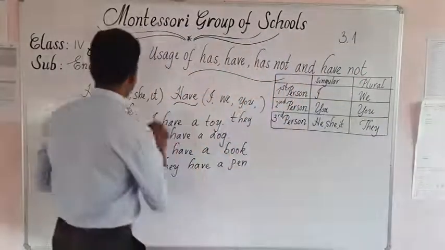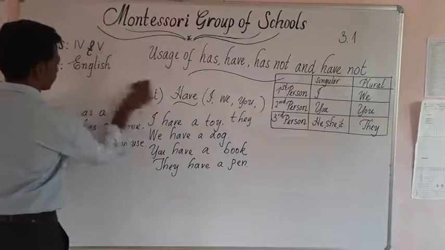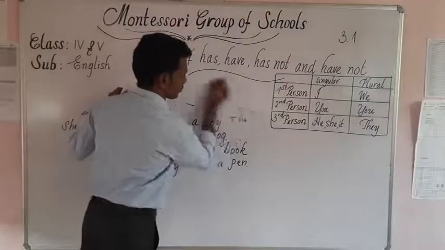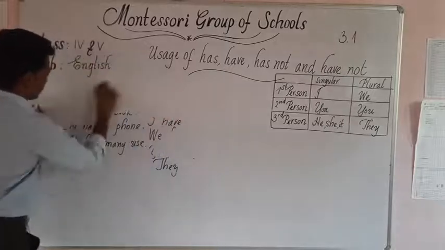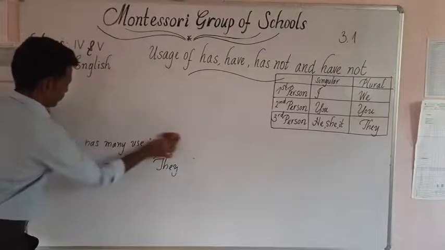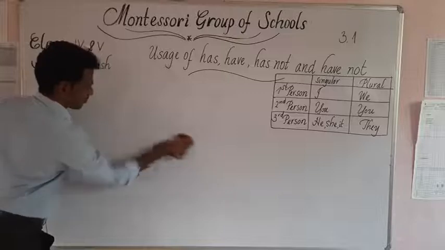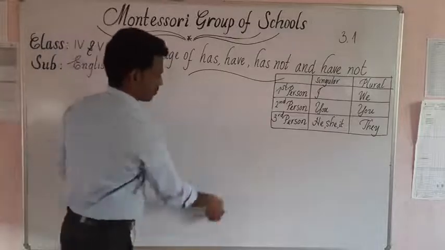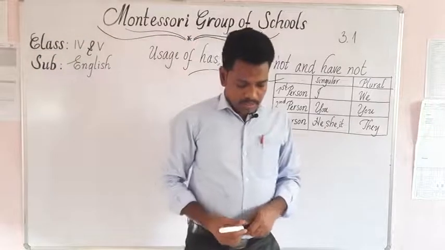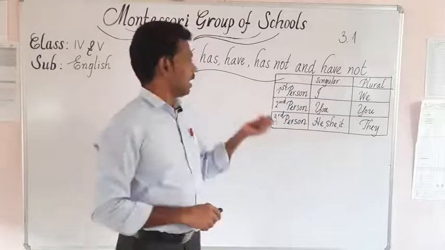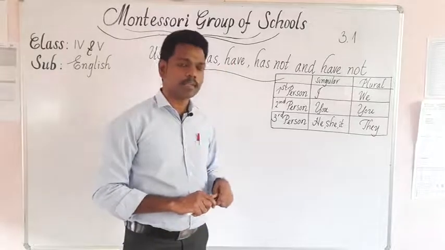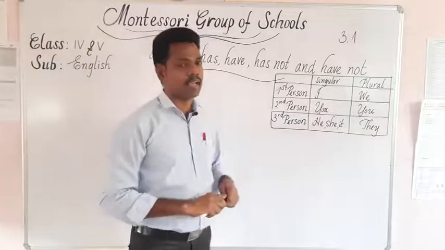Now, let me talk about the negative form of has and have. That is nothing but has not and have not.